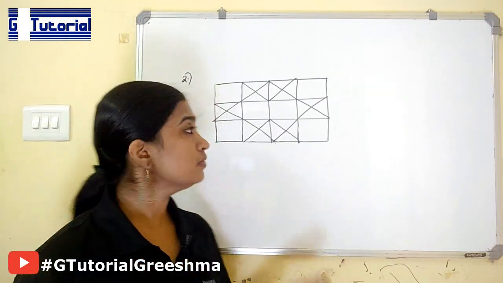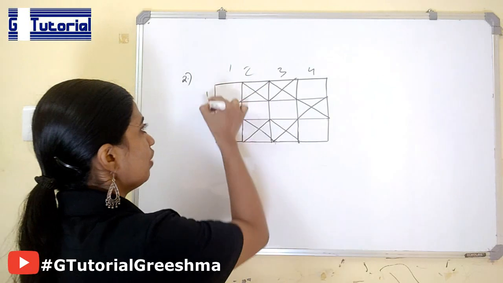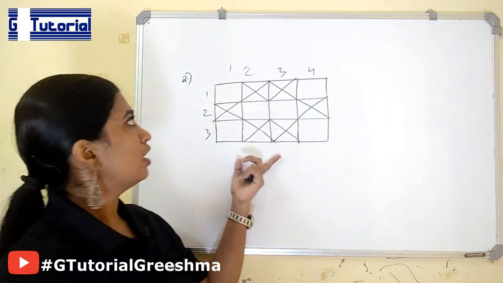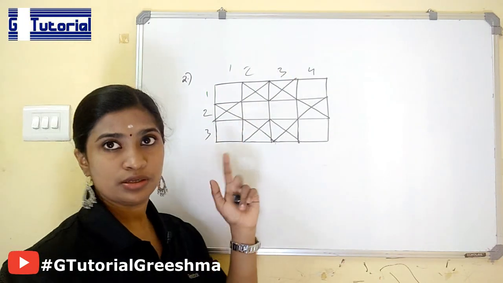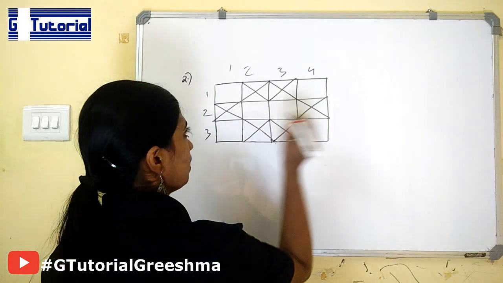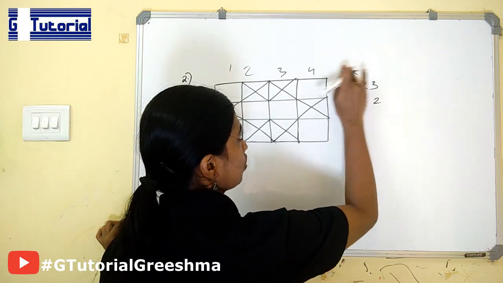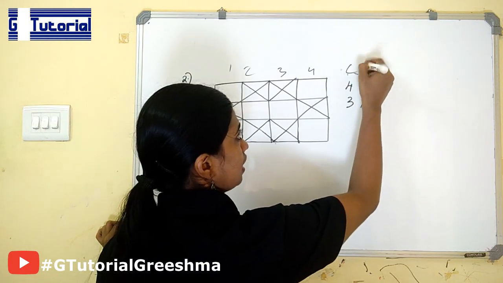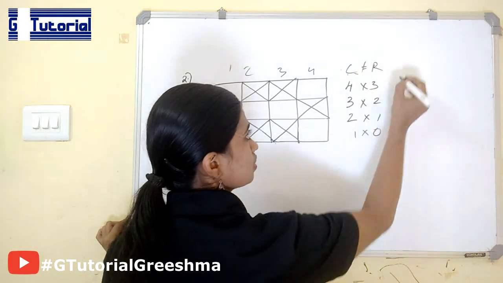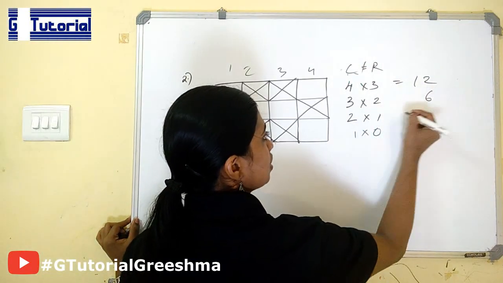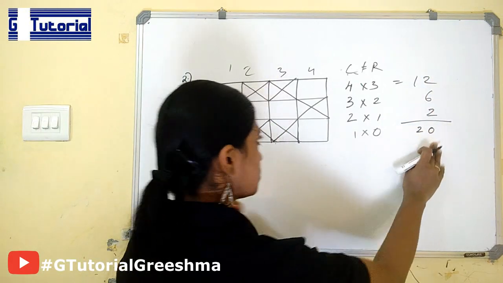Now we can do one more problem. This is a question. Here you can form 1, 2, 3, 4, 1, 2, 3. So this is a rectangle where the number of row and column is unequal. So the number of squares can be calculated by 4 into 3, 3 into 2, 2 into 1, then again we will get 0. So 4 3s are 12, 3 2s are 6, 2 1s are 2. So total is 12 plus 6 plus 2, 20 is the number of squares.